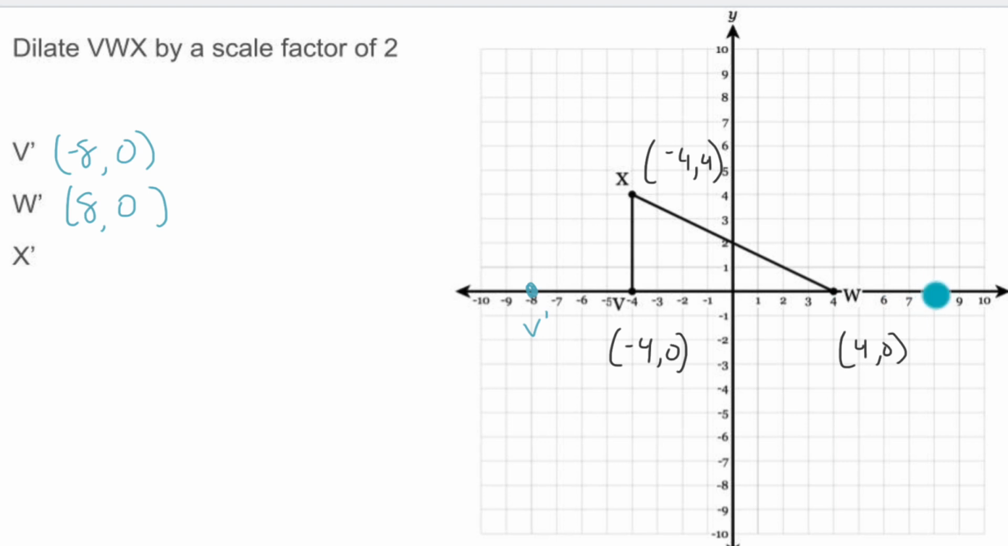X is at -4, 4. So we're going to take -4 times 2 and get -8. And +4 times 2 and get +8.